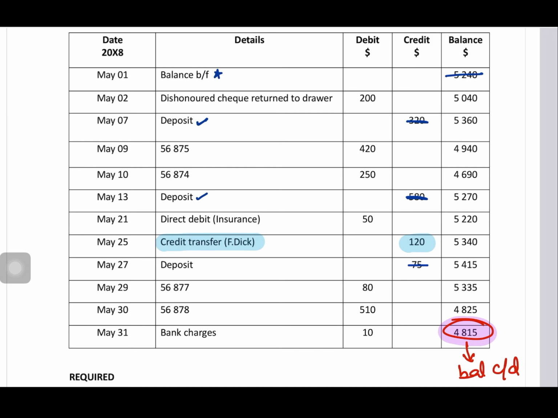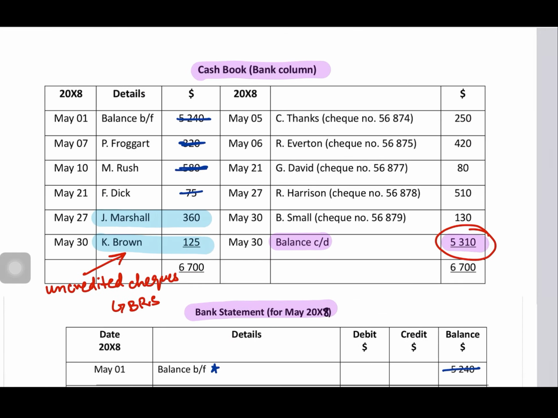However, this will be adjusted where? It will be adjusted in the updated cash book, and on which side? On the debit side, right? Why? Because it's a receipt. So this is how you tally, this is how you annotate, this is how you cancel the items present in both, and this is how you circle or highlight the ones that require adjustment.